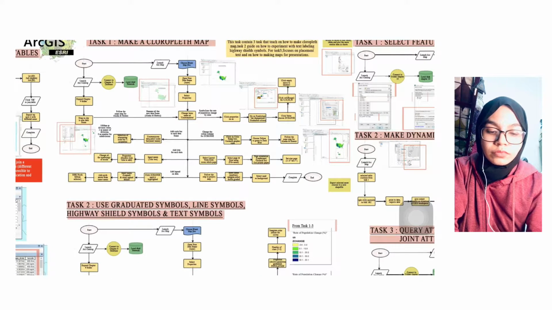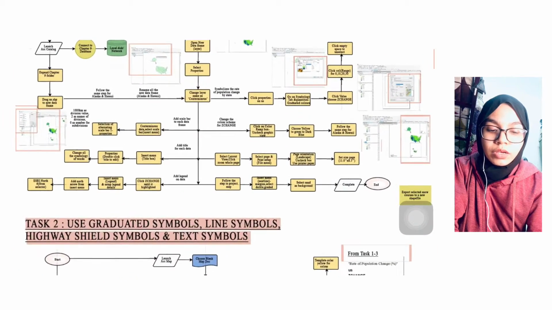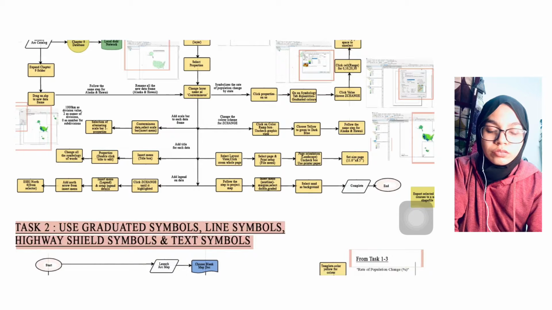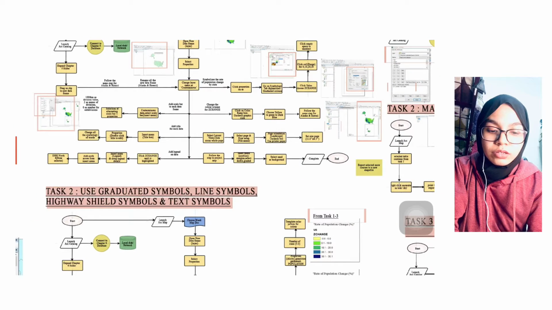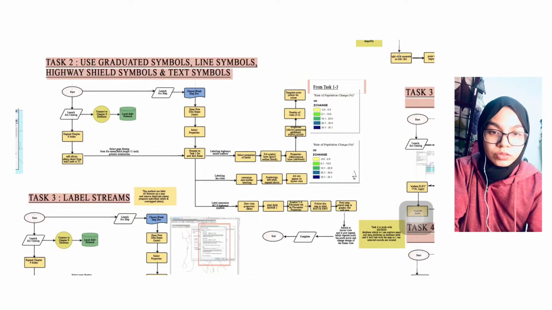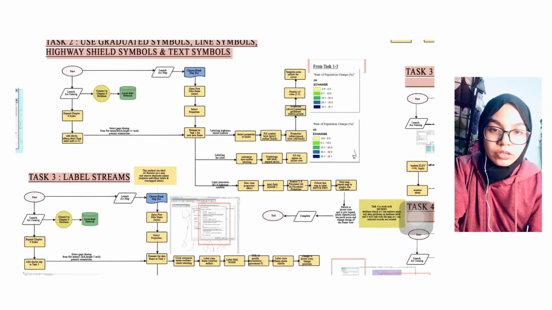choropleth map, I have learned how to add the title, legend, and scale on the map. And I also learned how to make the orientation layout for use after printing. For Task 2 is how to use graduated symbol, highway symbol.